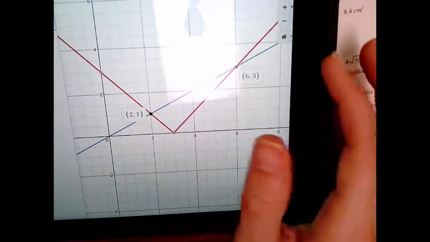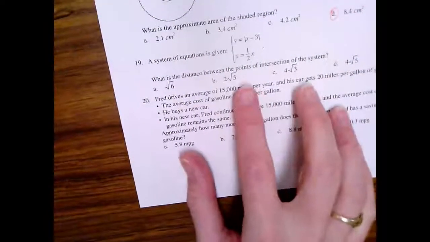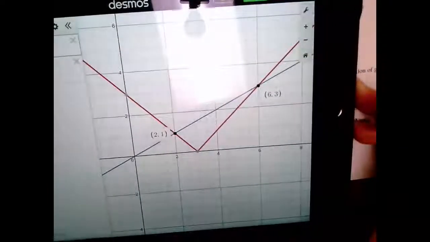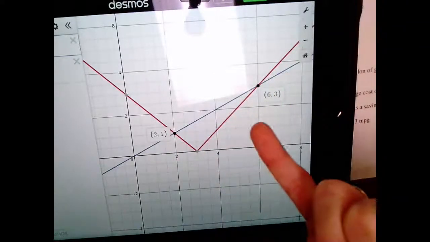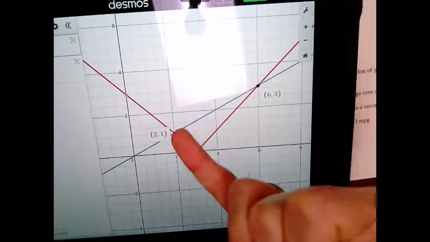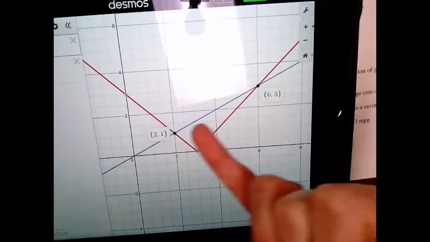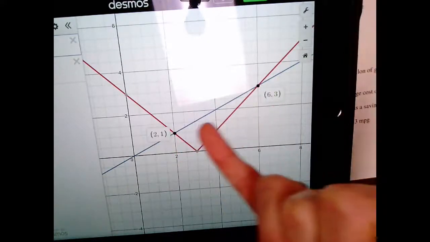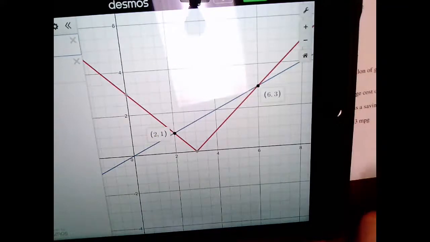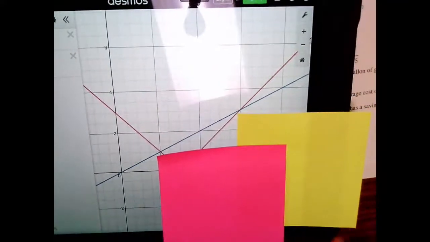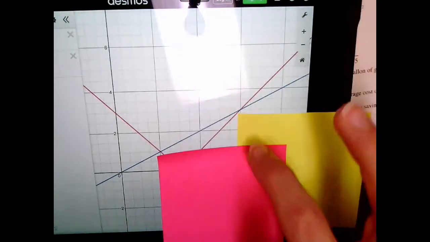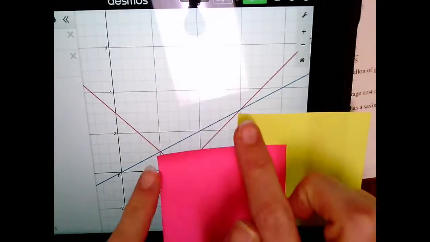So you can't count this. If you also look at all your answers, they're all square roots. But what you can do is turn this into a right triangle, and then you can use the Pythagorean theorem. I hope you can see that. I'm kind of trying to draw it over with my pinky, and I'm trying to put paper here so you can see the right triangle that I'm making.